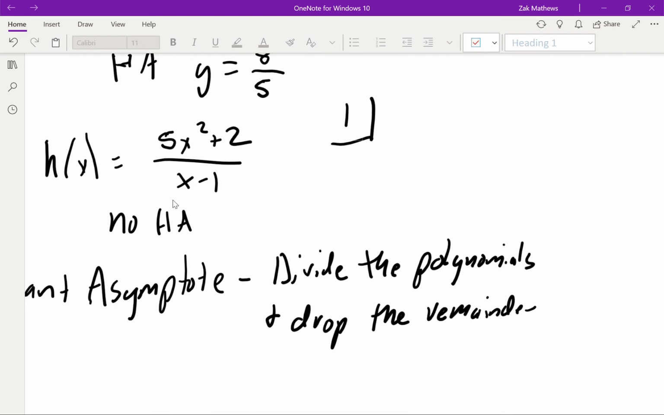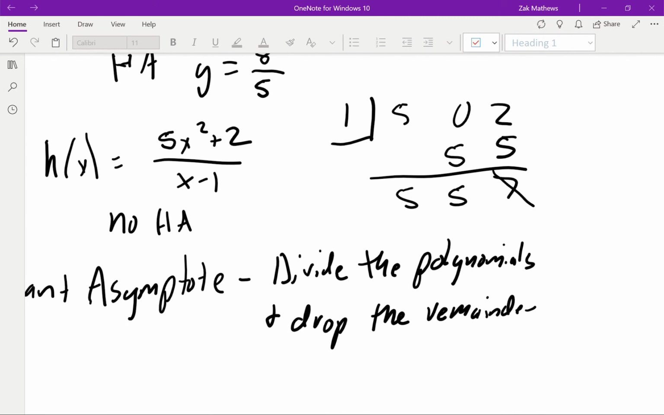I'd have a plus 1. I switch my sign. My coefficients are 5, 0, and 2. Bring down my 5, bring up my 5, bring down my 5, bring up my 5, bring down a 7. But that 7, remember, is the remainder, so I drop it. And so my slant asymptote would be the equation y is equal to 5x plus 5.